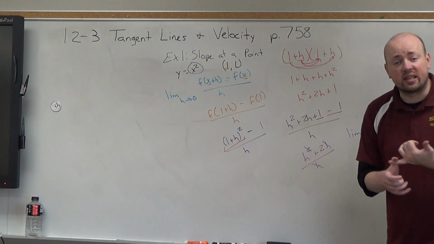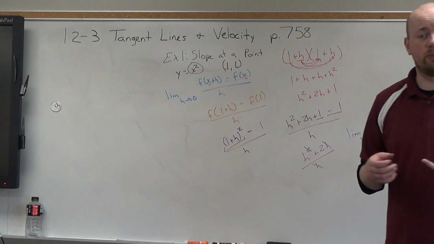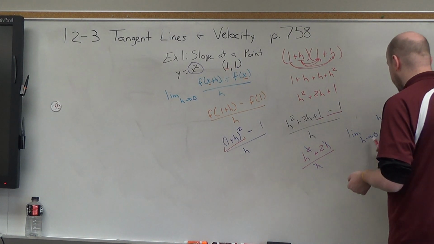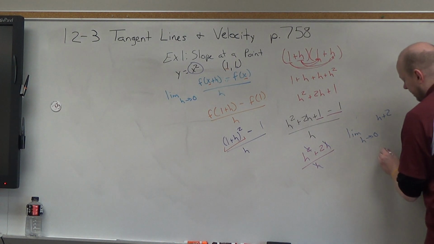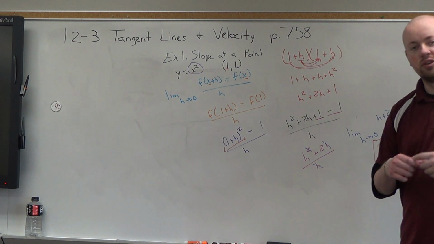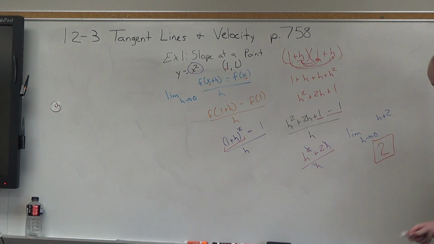Now, can I finally direct substitute? Yes, because I'm not going to have a negative radical, and I'm not going to divide by 0, so I can just direct substitute. So my limit, or my slope, my instantaneous rate of change there, my tangent line would have a slope of 2. 0 plus 2.